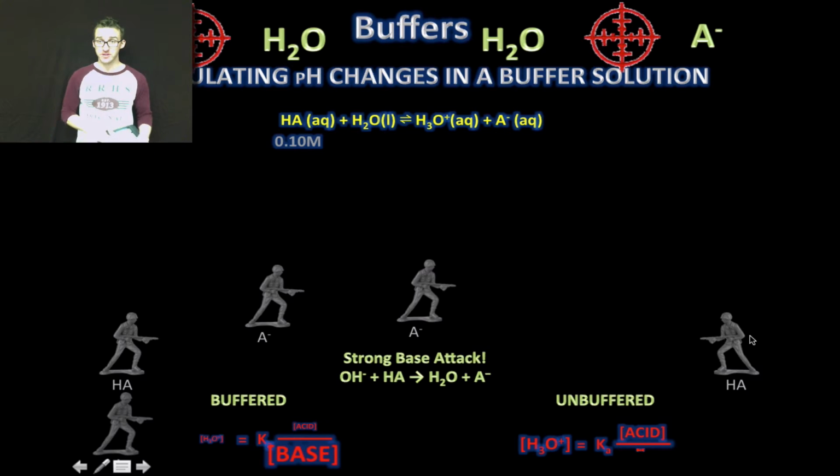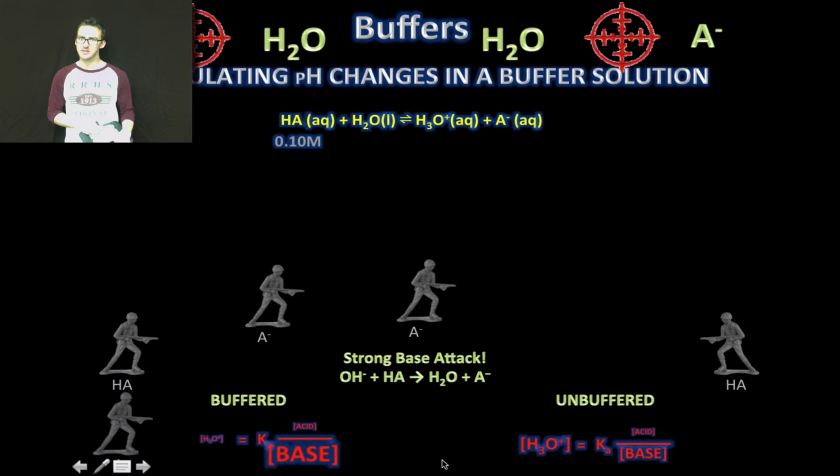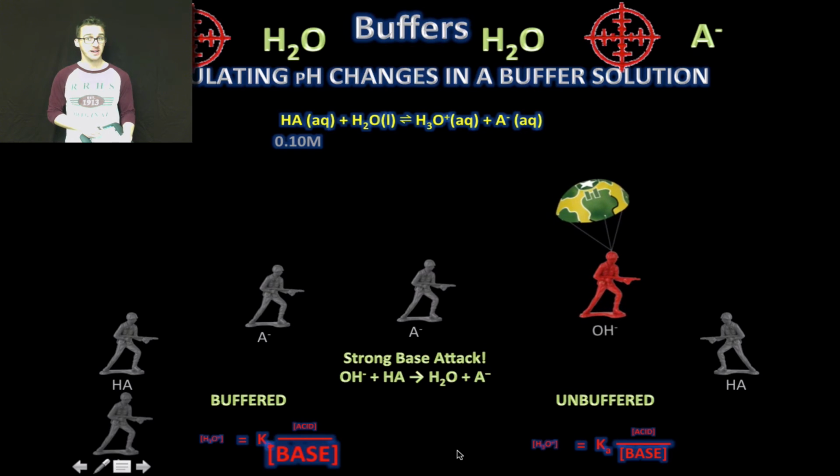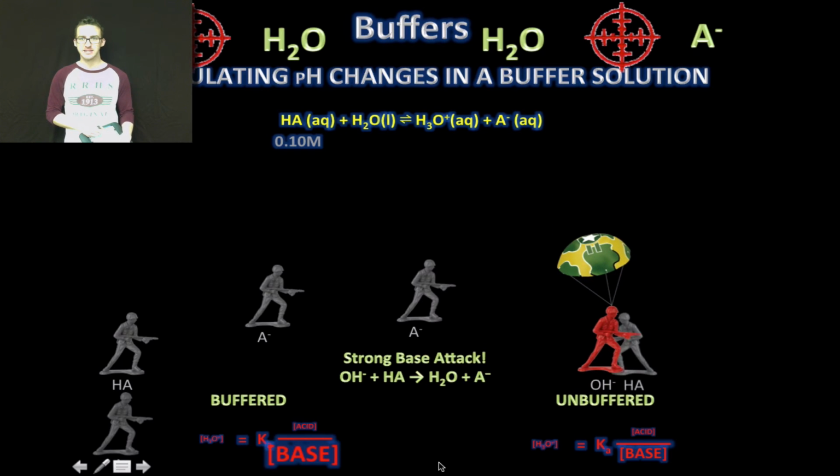In the unbuffered system, I've got just weak acid, no conjugate base. But when you're adding strong base, we've got some weak acid there that will neutralize it. We're going to create some conjugate base. So guess what? In a situation like this, you actually create a buffered solution because you are creating some conjugate base. So when that hydroxide attacks, that weak acid is there. Boom. Essentially, you're creating a buffer system.